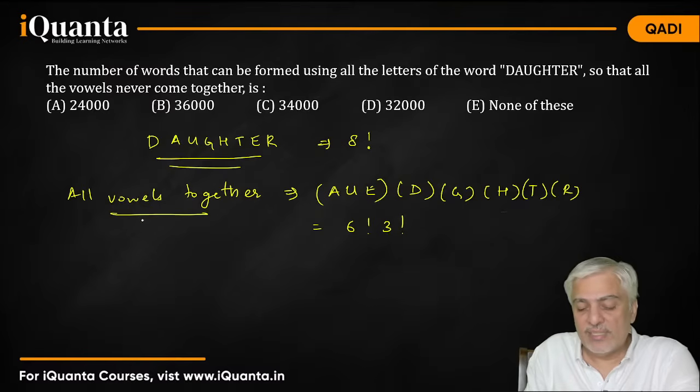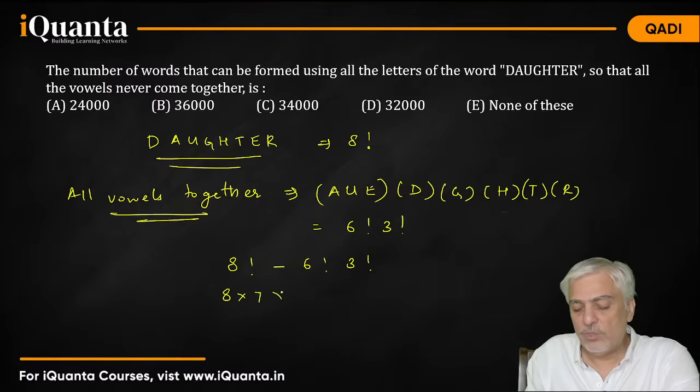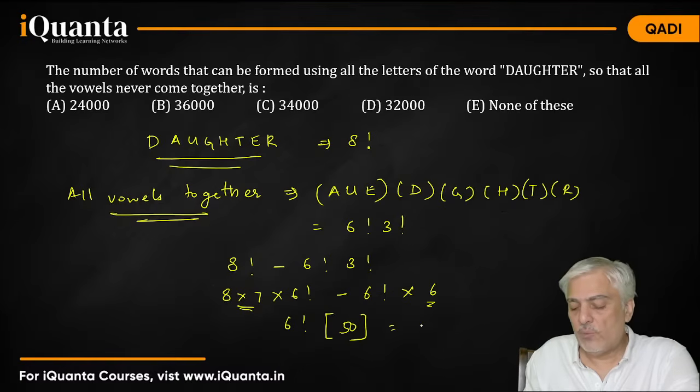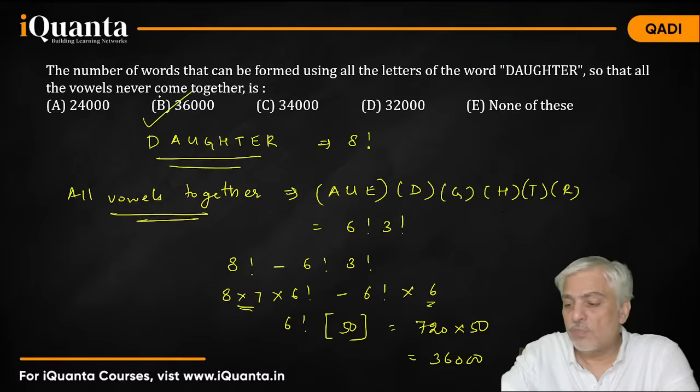We don't want this case. So universal set minus this. So answer will be 8 factorial minus 6 factorial into 3 factorial. 8 factorial can be written as 8 into 7 into 6 factorial minus 6 factorial into 6. 3 factorial is 6. 6 factorial common. 56 minus 6, 50. 720 into 50, 36,000. Answer is option B.